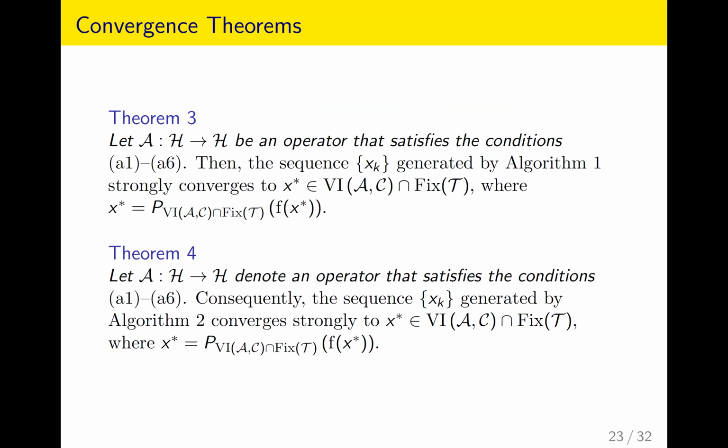Then we have two convergence theorems. In the first theorem, for the first algorithm, we prove that the sequence is strongly convergent to a solution which belongs to the common set of both the variational inequality and the fixed point problem, and the solution x star is equal to the projection onto the solution set of f of x star. Secondly, the second theorem verifies that the second algorithm is also strongly convergent and the solution belongs to the common solution set of both problems.